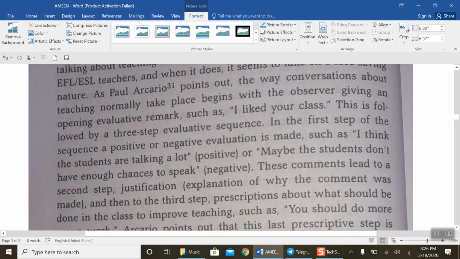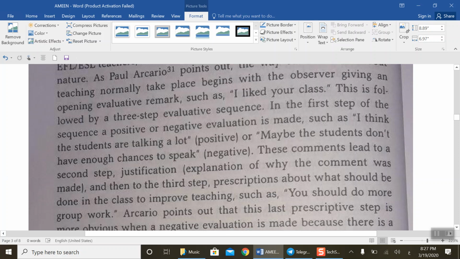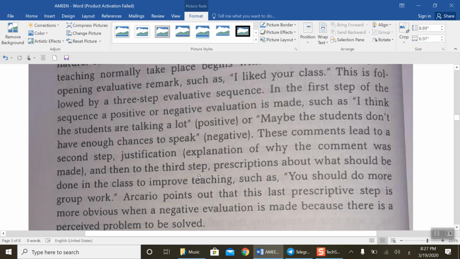Negative. These comments lead to what? The second step takes us to justification. You have to give justification here, meaning an explanation of why the comment was made. For example, I told him your students are speaking English a lot, and he says yes, I give them a chance to speak. I try to give them some motivation, etc.